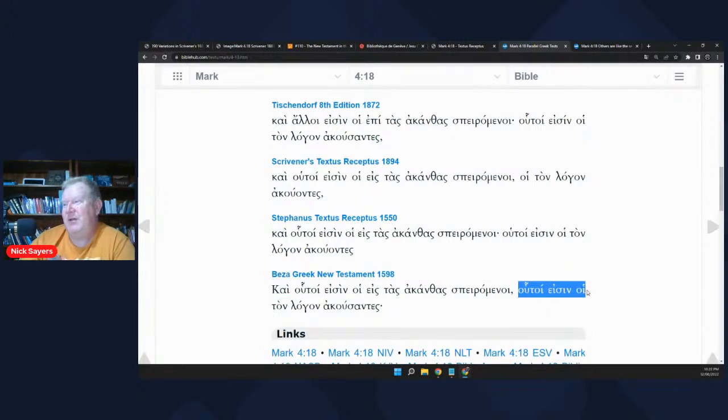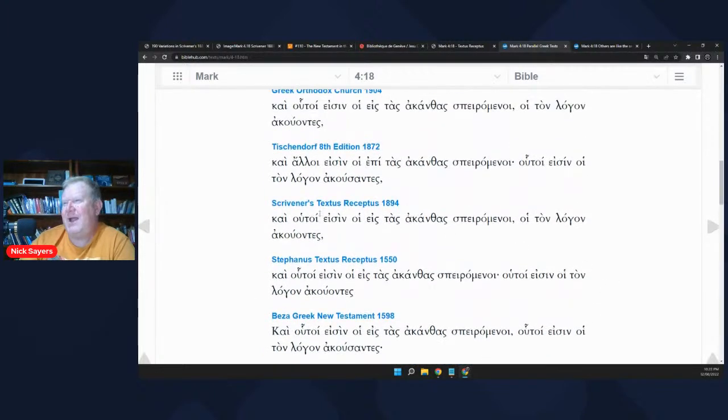So it's like, well, what's going on here? Why did Scrivener leave this out? And what does the King James actually say? So let's have a look.